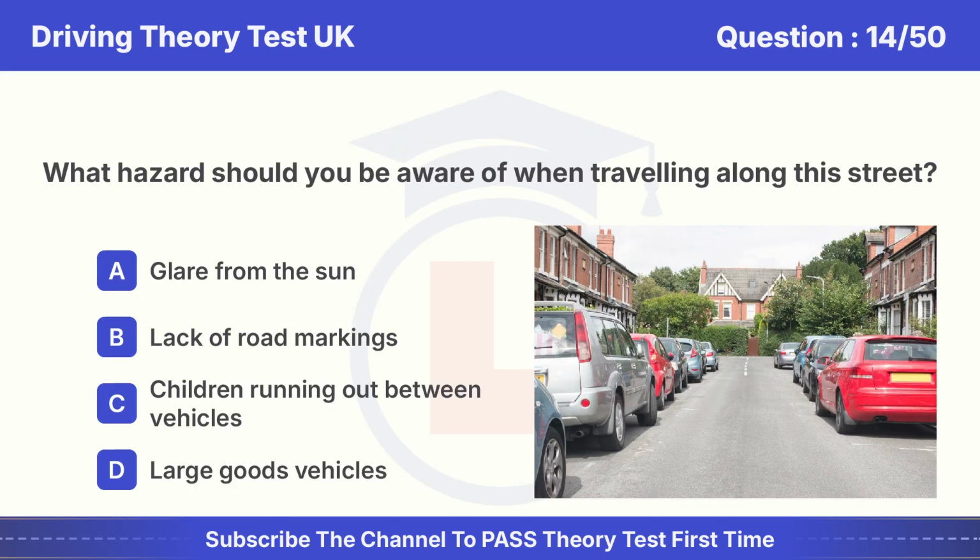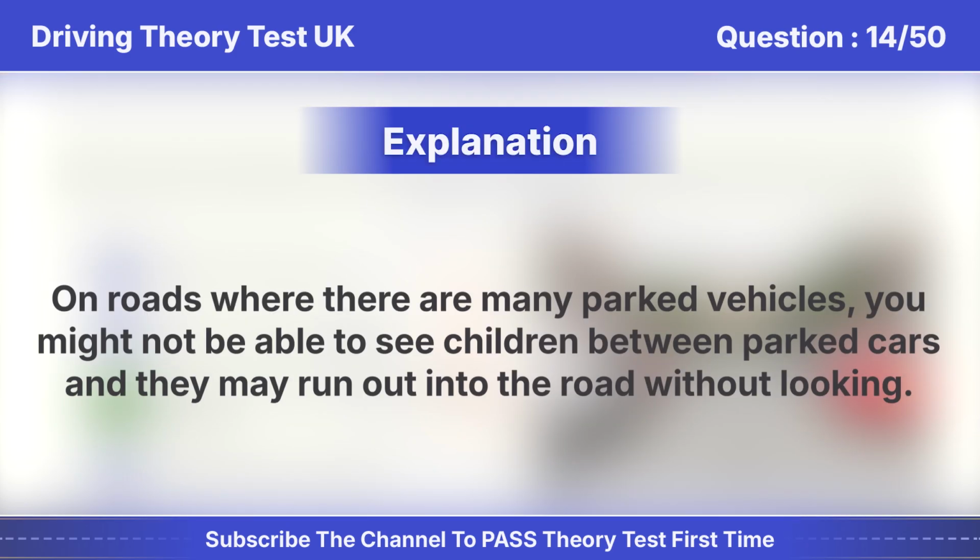Question 14. What hazard should you be aware of when traveling along this street? Answer is C. Children running out between vehicles. On roads where there are many parked vehicles, you might not be able to see children between parked cars and they may run out into the road without looking.